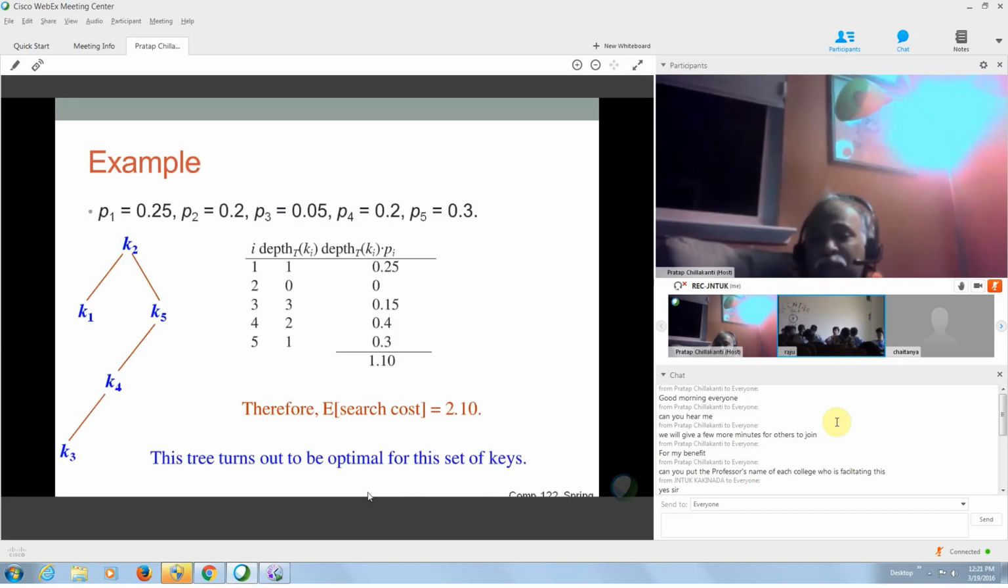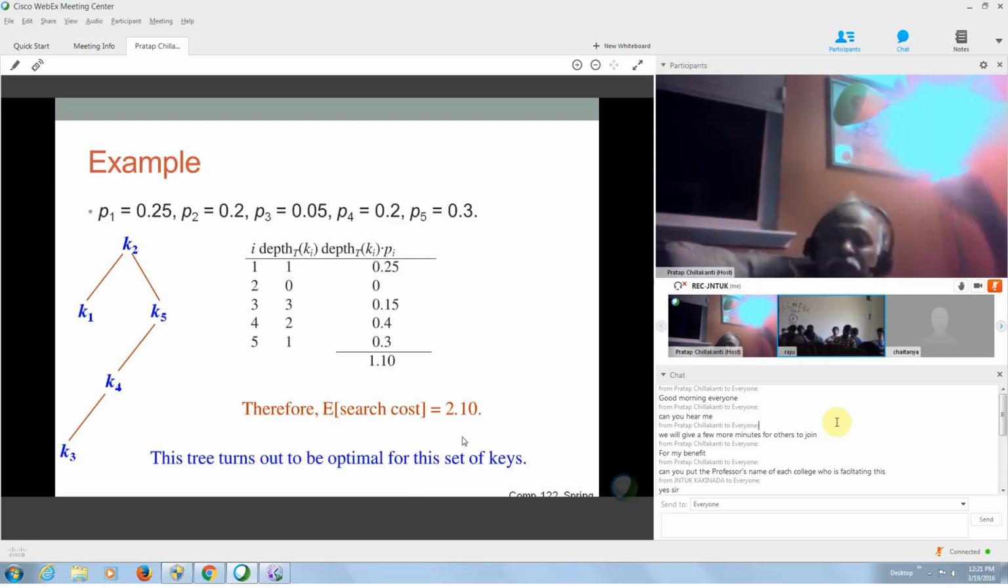Here is another way of rearranging the tree. This is more of a normal binary search tree for the same thing, where the estimated cost is coming to 2.10. So the purpose of the exercise is to basically figure out the best way to rearrange all these nodes in a tree, right? That is what we are doing here.